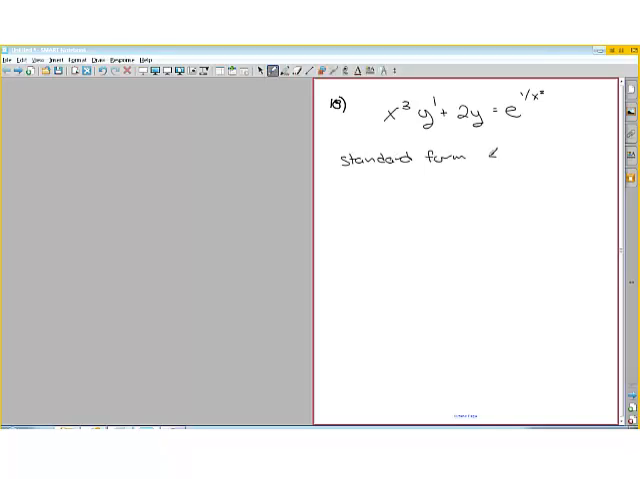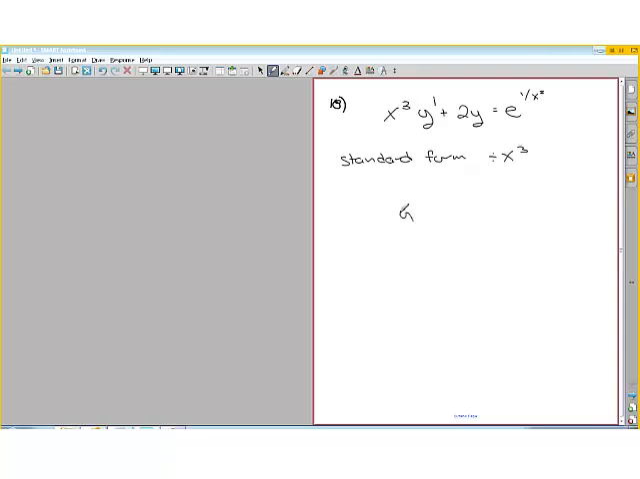So we get x cubed y prime plus 2y is equal to e to the 1 over x squared. Okay, this is not in standard form because we have this x cubed here, so that's the first thing we're going to do, standard form. How do we get that? Well, we're going to divide by x cubed. So we divide everything by x cubed.